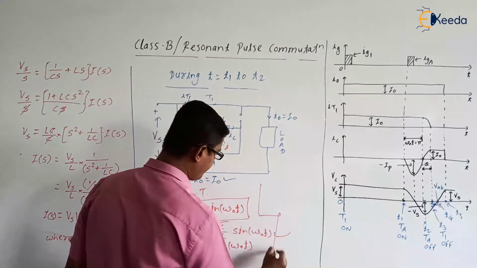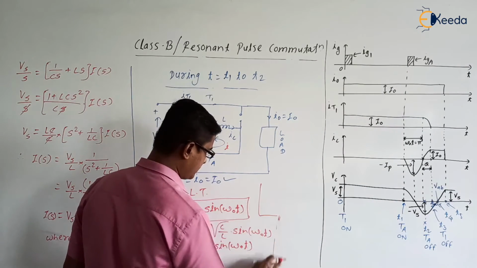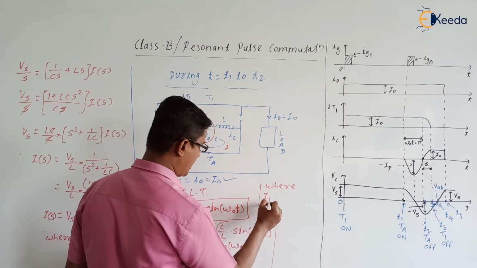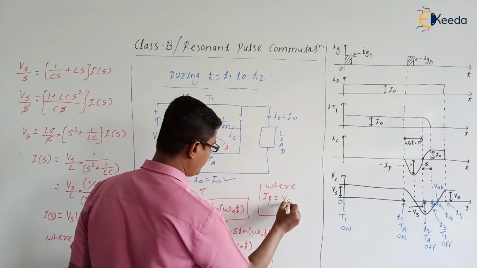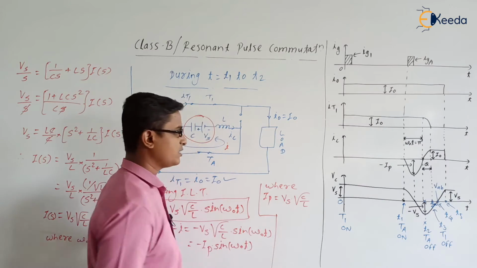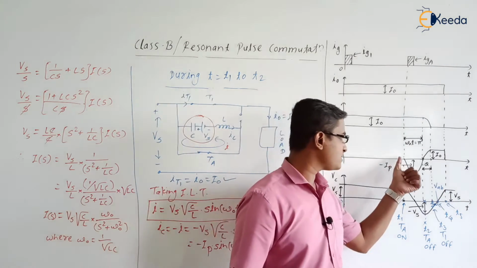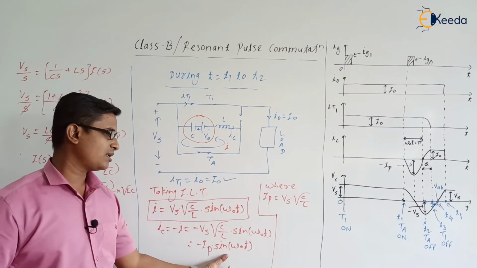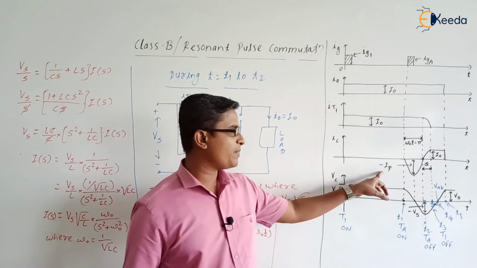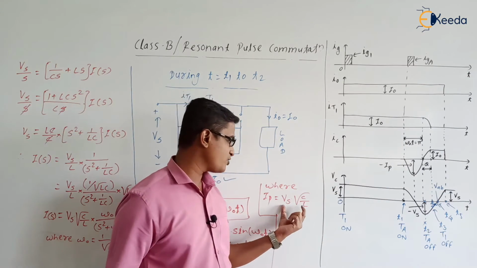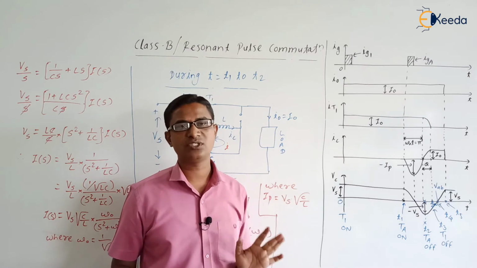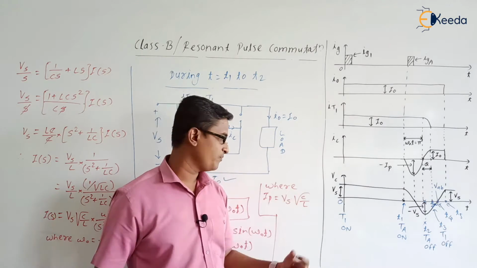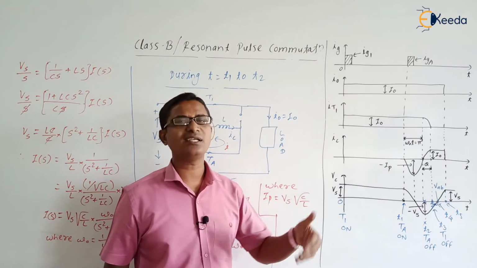Where I peak is equal to Vs into under root C by L, right? Means the capacitor current is negative, but it is sinusoidal. Are you getting the point? So what does this minus Ip indicate? The minus Ip is nothing but minus Vs under root C by L. This is the very important expression. The peak value of capacitor current is Vs under root C by L. It is negative now.